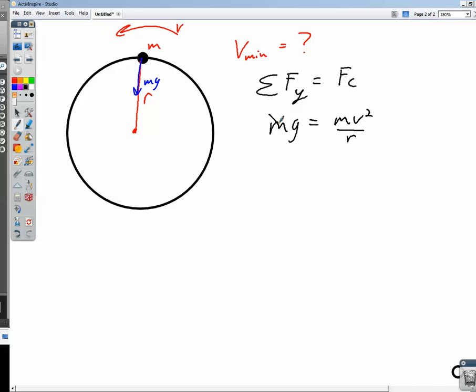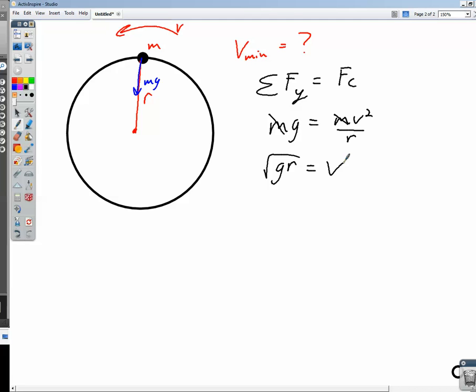We're solving for v again. Masses cancel out, so the mass of the ball doesn't even matter. And we have v squared equals gr. Take the square root of that. That's going to give us v. So this is that minimum velocity. It's maybe even worth remembering for future problems. Square root of gr will give you that minimum velocity for a vertical circle.